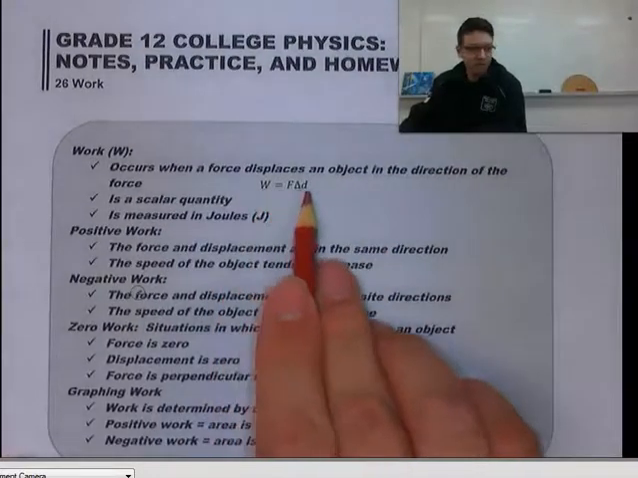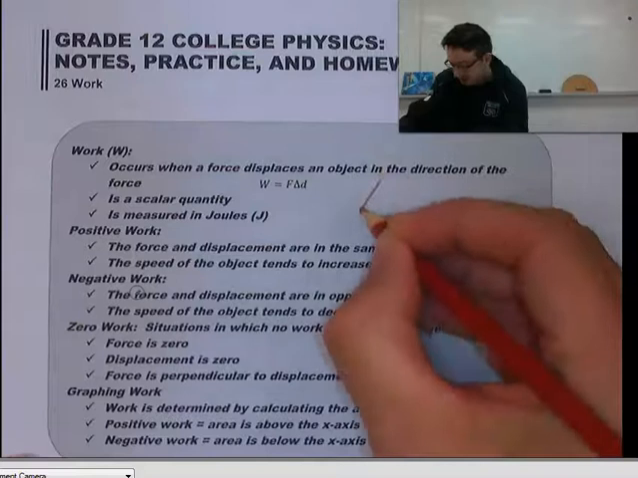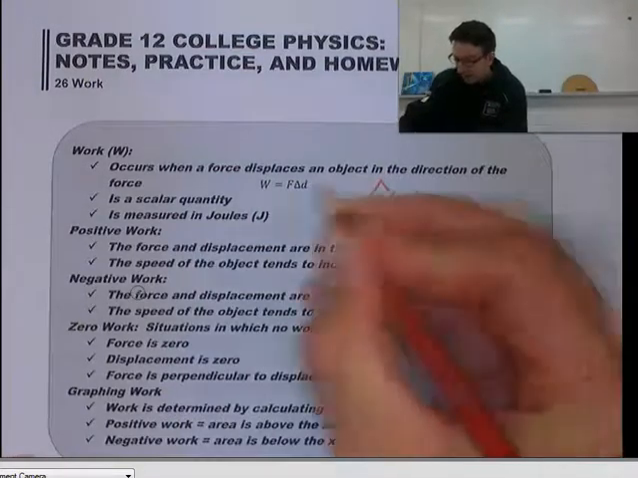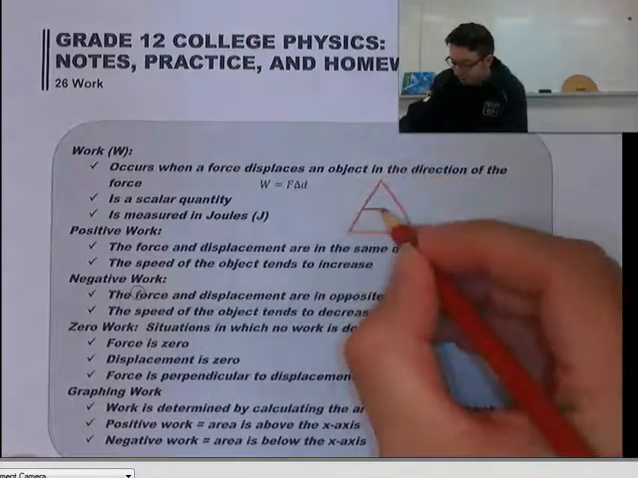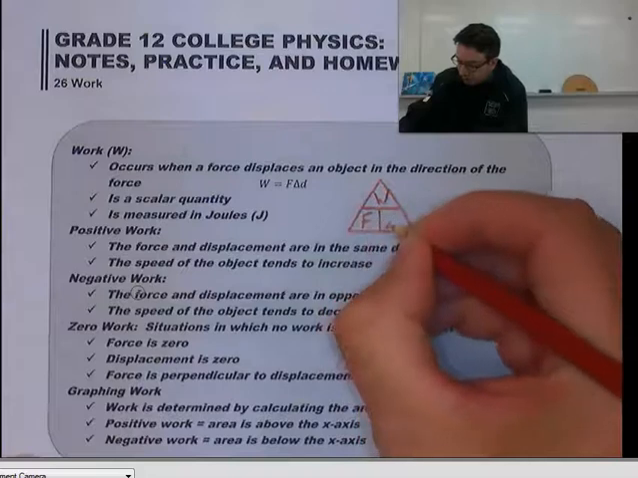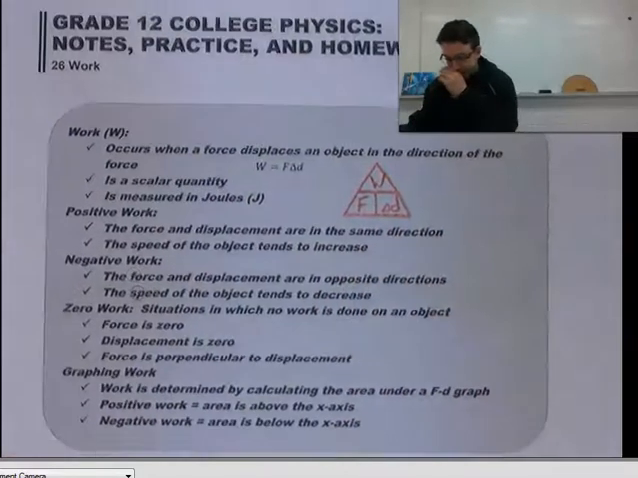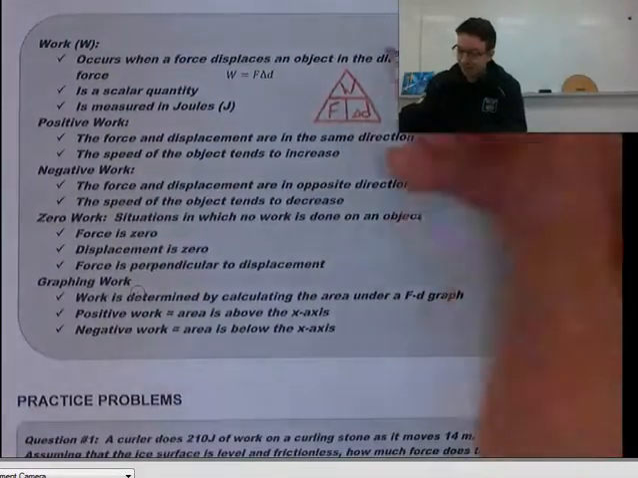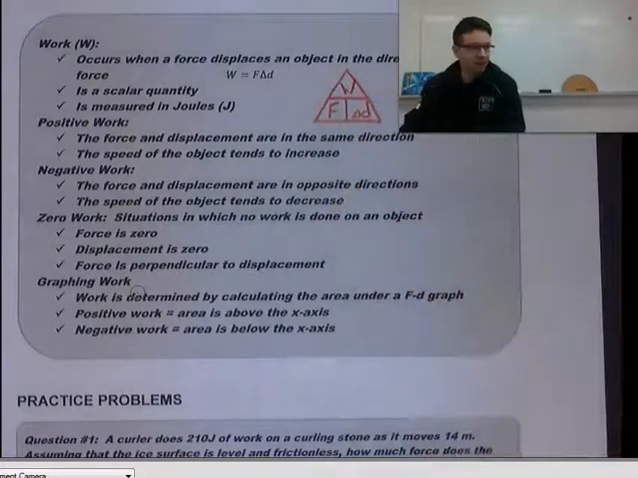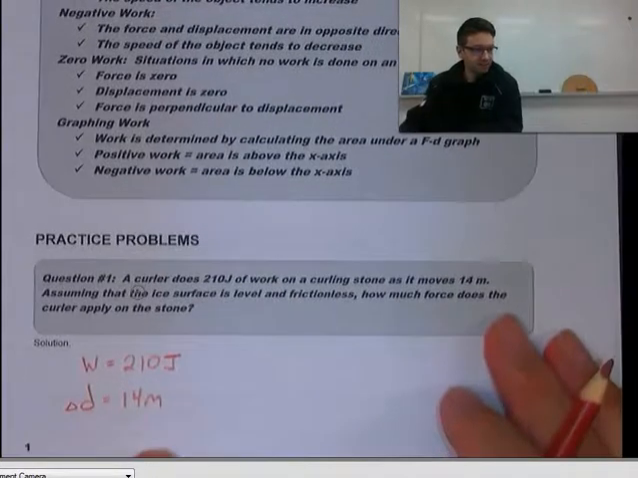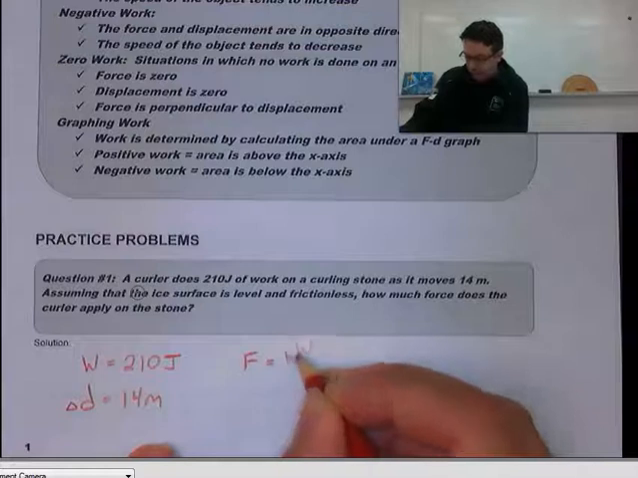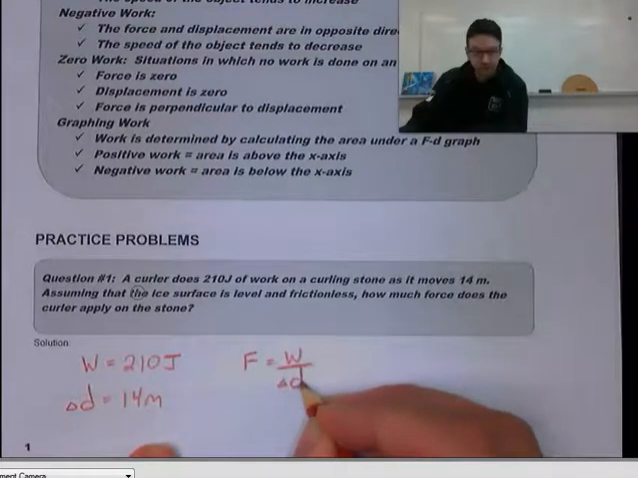Okay, well here's our equation up here. Work equals force times distance. And if it helps, you could make a triangle for that, because we're not actually solving for work in this question. We have work, force, and distance. In this case, we're solving for force. So force is going to equal work divided by distance.